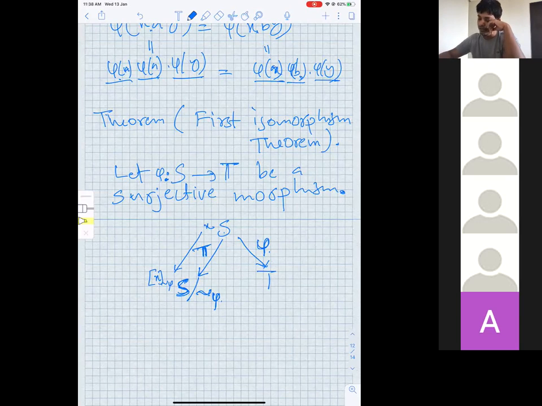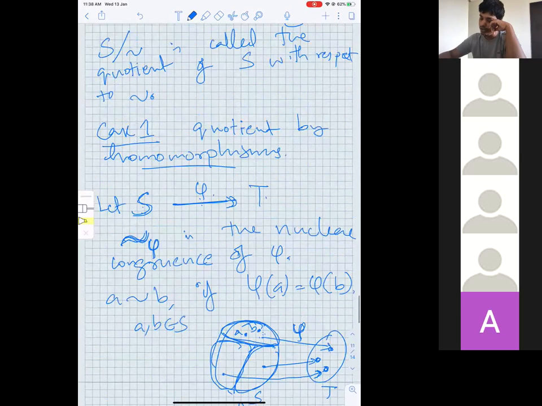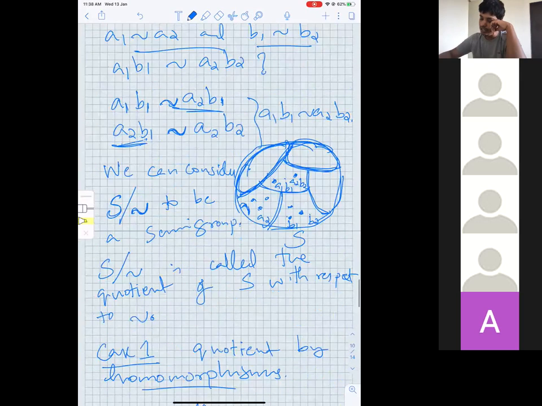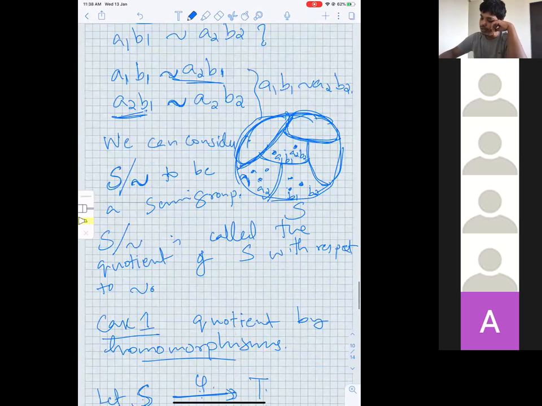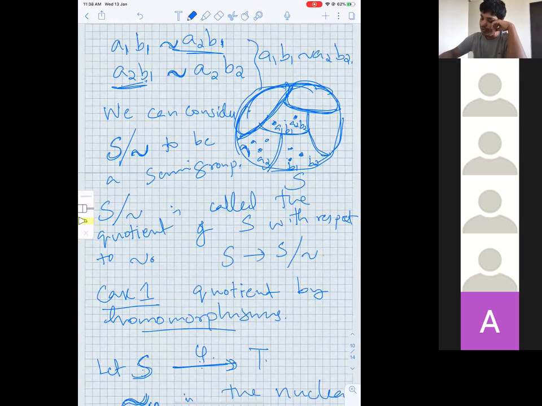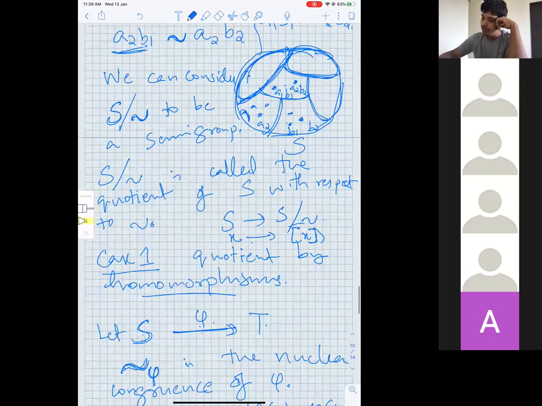Okay. So when I talked about this congruence relation, there is a natural morphism from S to S slash tilde phi. What is that? It maps every element to the corresponding equivalence class of x. Okay. And you can actually show that this is a surjective morphism, in the sense that every equivalence class is mapped to by some element, and this is actually a morphism of semigroups.